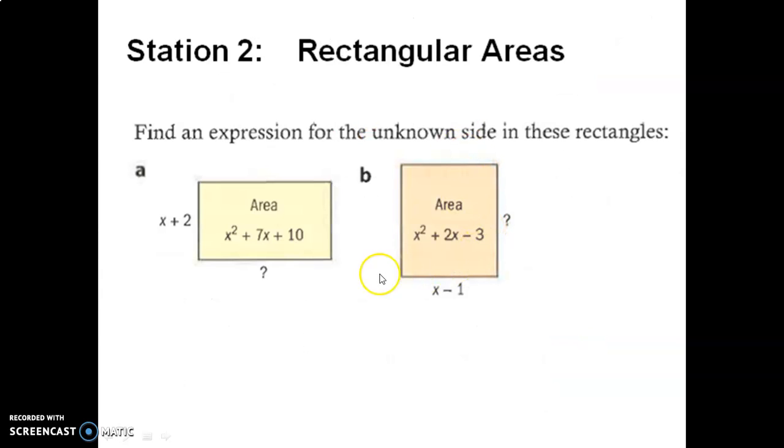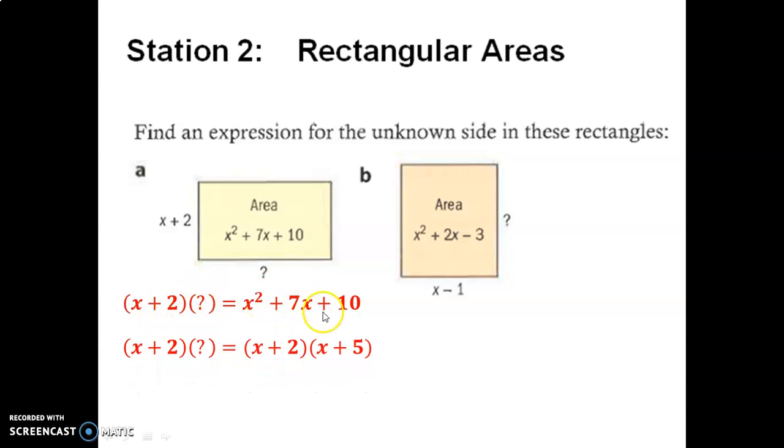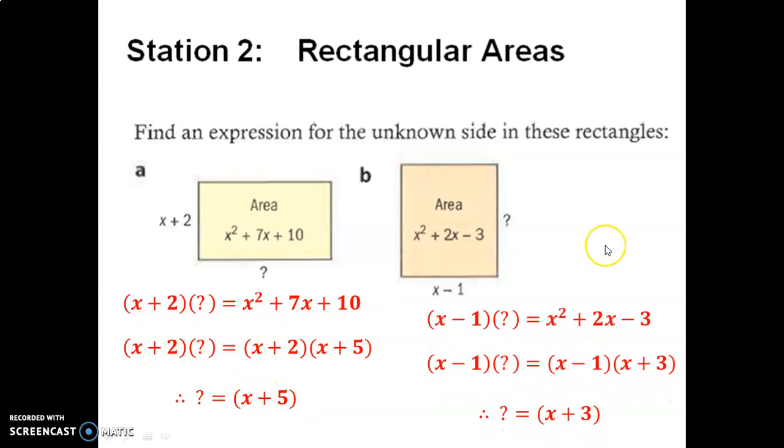Okay, then we got into rectangular areas. These started pretty basic. When we have the area of a rectangle or square, we just multiply base times height, right? We multiply length times width or base times height. So this times this will give you this area. And these two multiplied, well, you got to figure out what this one is. So we can factor this one, this quadratic. This quadratic factors into this. Therefore, we know that the question mark must be x plus 5. Same thing here. Check your work.